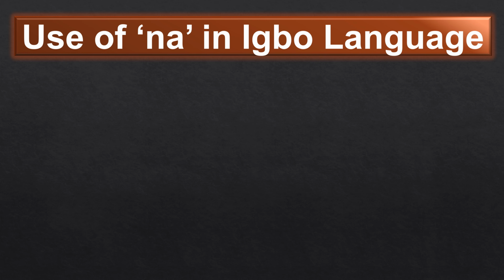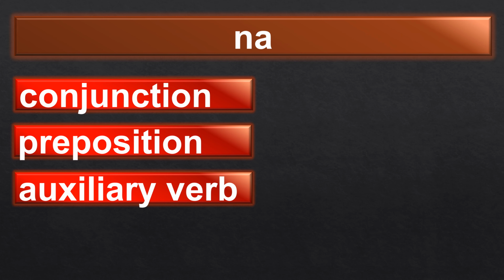Use of na in Igbo language. Na could mean three things in Igbo language. So na could be used as a conjunction, it could be used as a preposition, and na could also be used as an auxiliary verb.